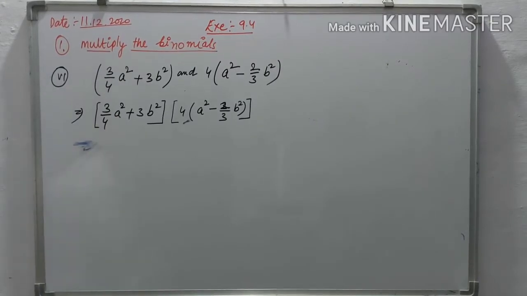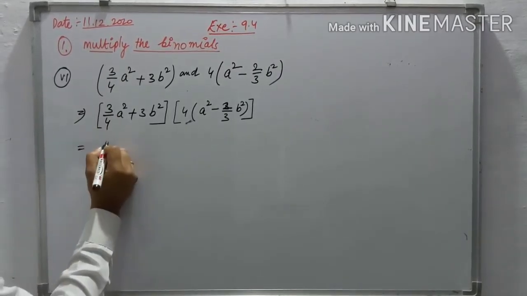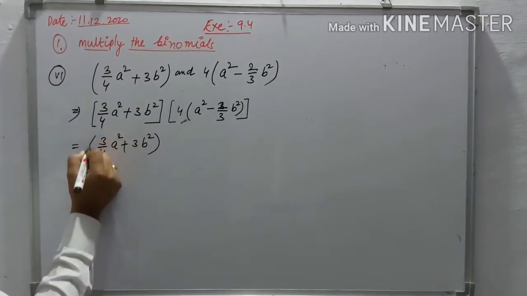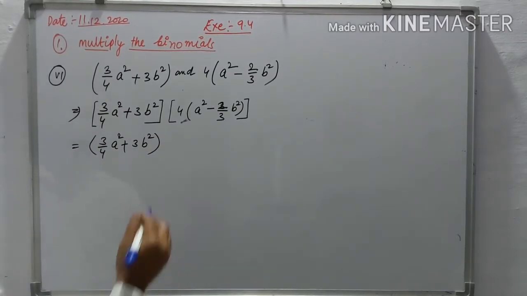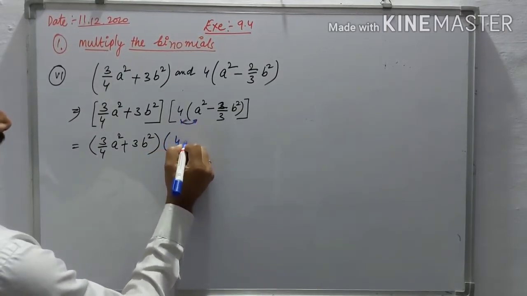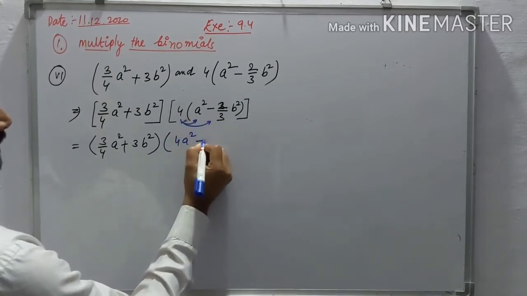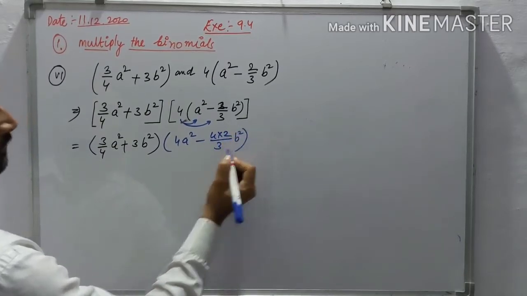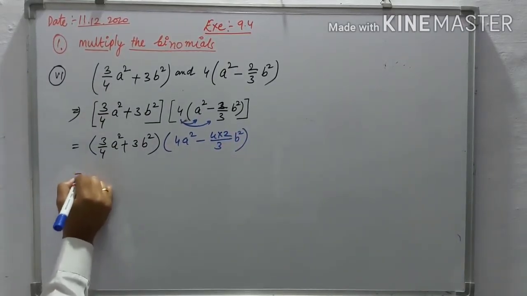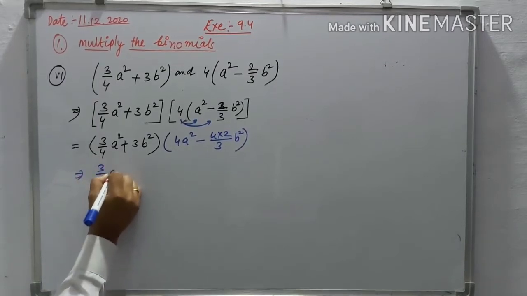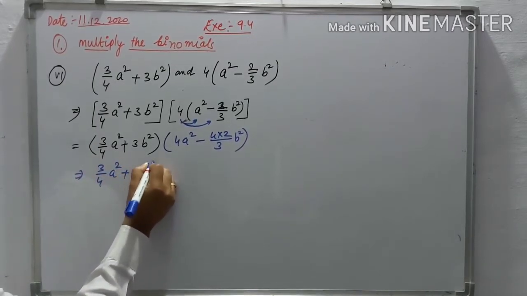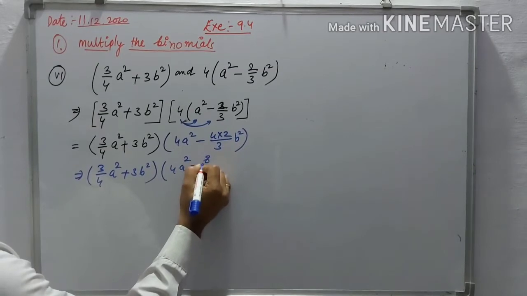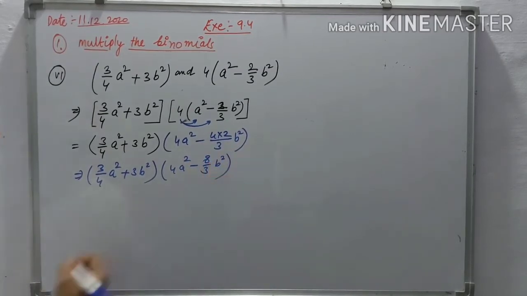Okay, that second part is 3 upon 4 a square plus 3b square, bracket close, and after multiplication the first will be 4 a square, and here minus 4 into 2 upon 3b square. Okay, that's to be written: 3 upon 4 a square plus 3b square, bracket close, 4 a square minus 4 times 2, that is 8 upon 3b square.